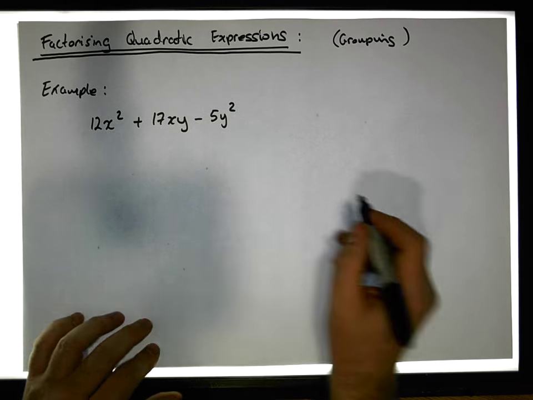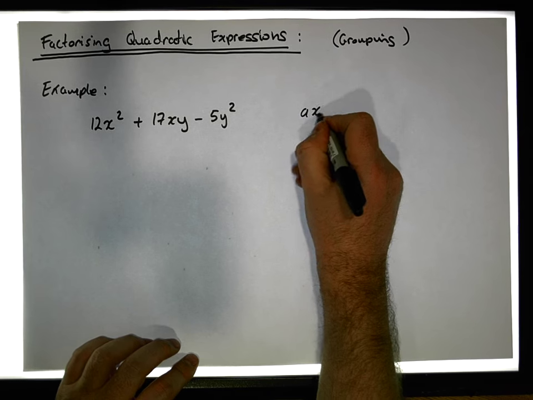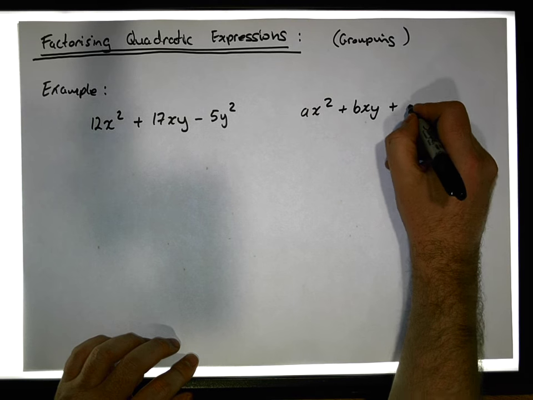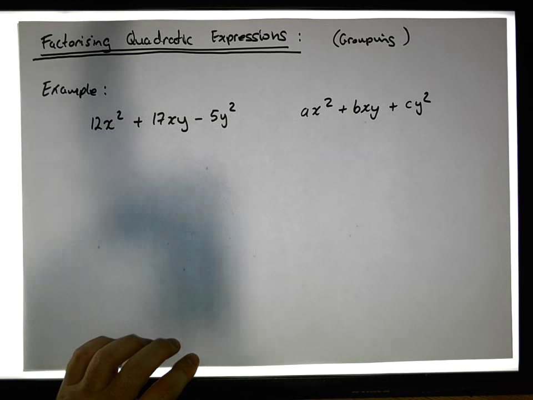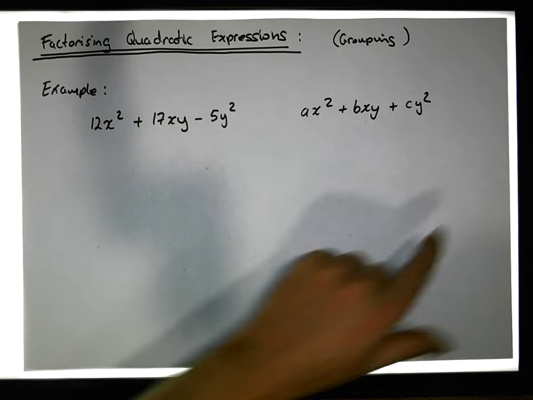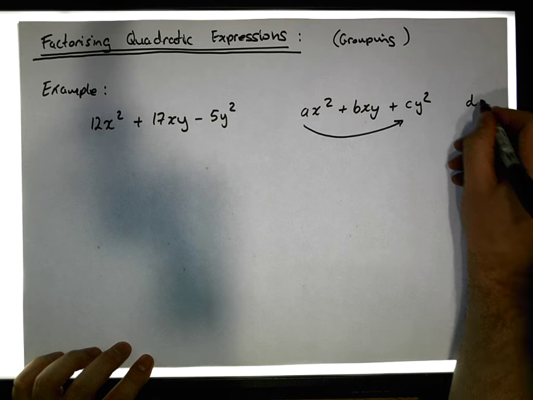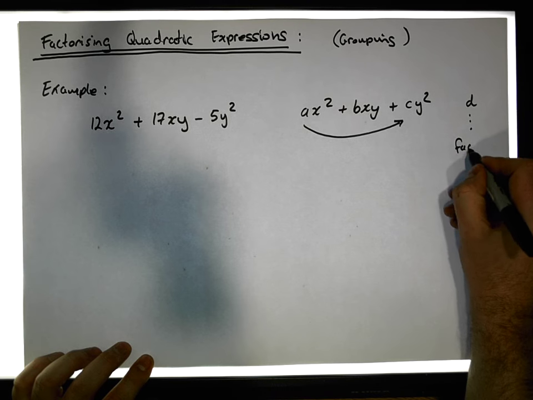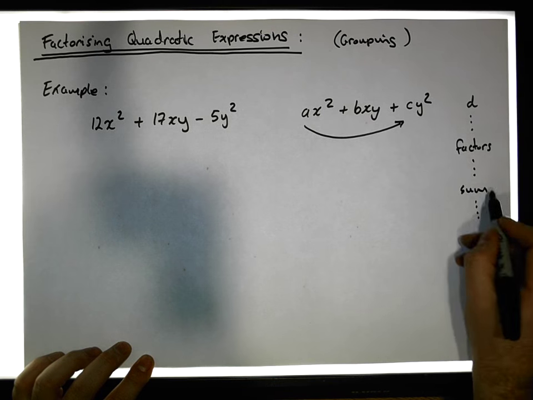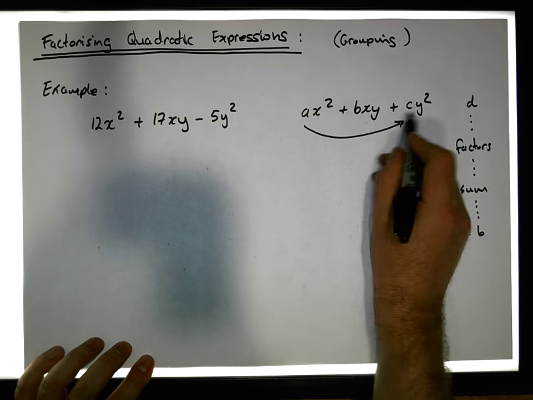As I said earlier, this is not a quadratic. This is something of the form ax squared plus bxy plus cy squared. But we're still going to use this quadratic technique by grouping to help us solve this. What we do is we multiply the a by the c, which gives us a new number. We list the factors of this particular number. Then we sum them together, and from the sums we find which one equals the b value in this expression.